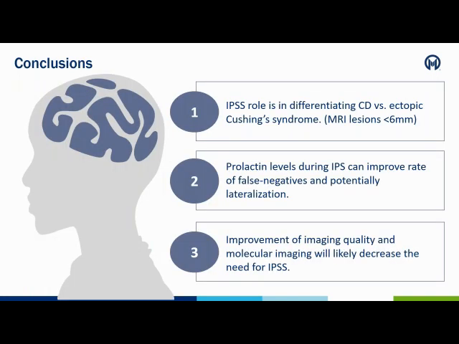So in conclusion, the IPSS role is in differentiating Cushing's disease from an ectopic source of Cushing syndrome in MRI-negative cases or lesions less than 6 millimeters on the pituitary gland. The prolactin levels are very useful during IPSS, and can improve the rate of false negative studies. Potentially lateralization, but that cannot be trusted with the data we have in the literature nowadays.